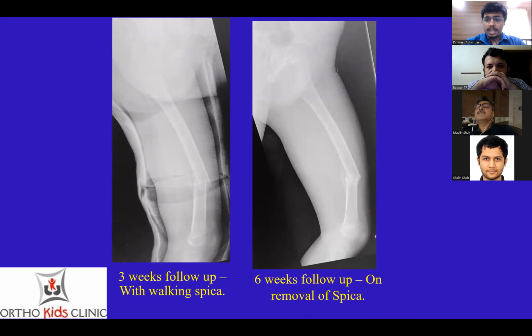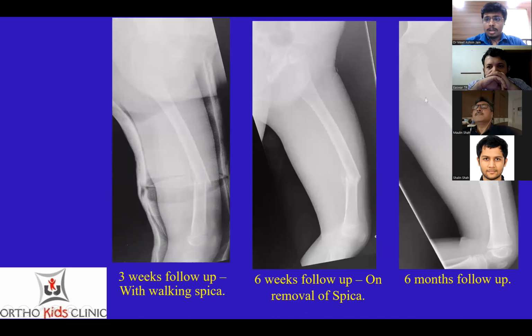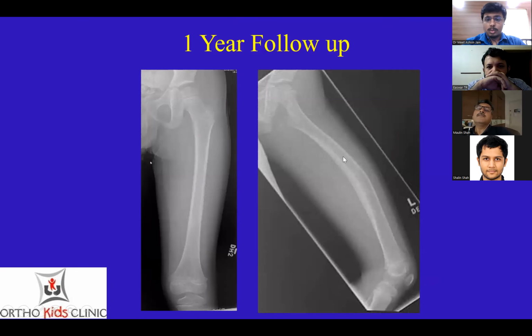At 6 weeks, the walking spica was removed, and as we can see, there's a good amount of callus that has formed now. And this is the follow-up we have at 6 months. This was the 1 year follow-up. We can see the thickened callus has now shifted to the diaphyseal area. The anteroposterior alignment seems perfect.